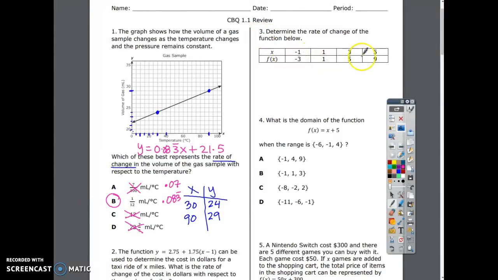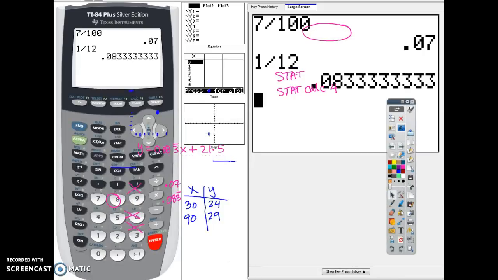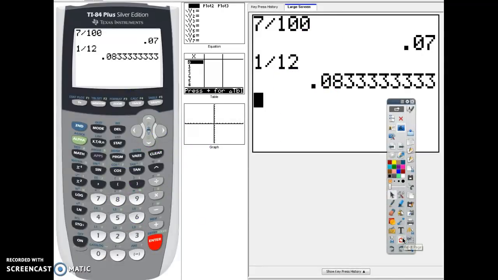I need you to put this table in stat. And then do stat, calc, 4, because it's asking you for the rate of change. So pause the video, work that out, get your answer. Okay, so once you put that in stat, calc 4, give me the numbers real quick.